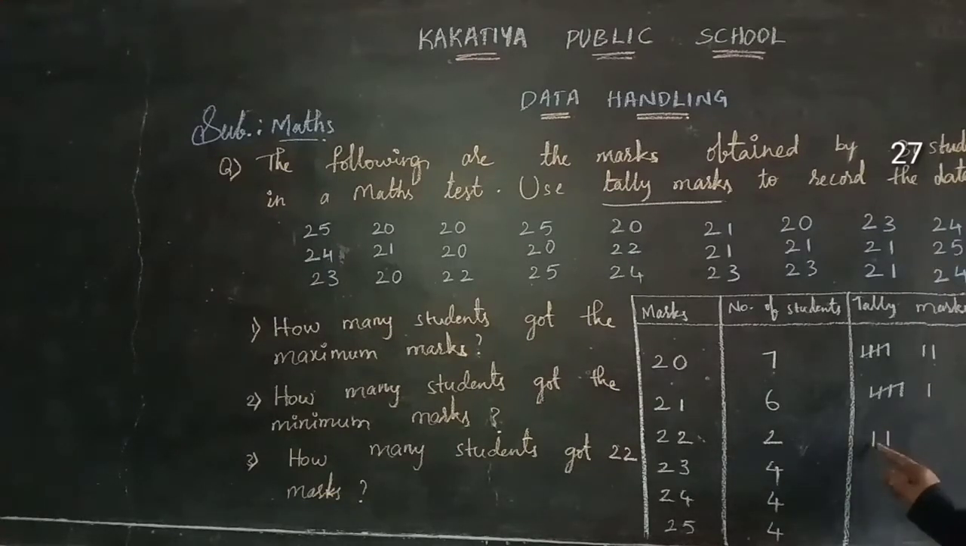Here, in the first group, there are only 2 students. And 23, 4 members. So here 1, 2, 3, 4 members. And 24 marks, 4 members. So 1, 2, 3, 4. And 25 marks, 1, 2, 3, 4 members. Okay. So these are the students, the children, I have shown in the tally marks.